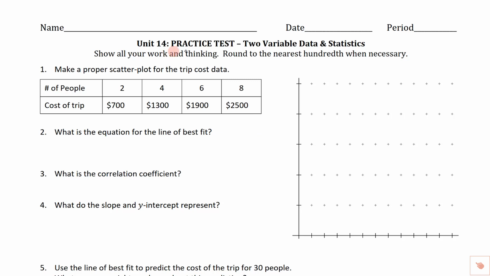All right, let's get this practice test done for Unit 14 so we can get a good score on the test and show what we know how to do. Remember the instructions here: show all your work, and round to the nearest hundredth. So remember, we're going to round to 2 decimal places when we need to. And let's start off with number 1.